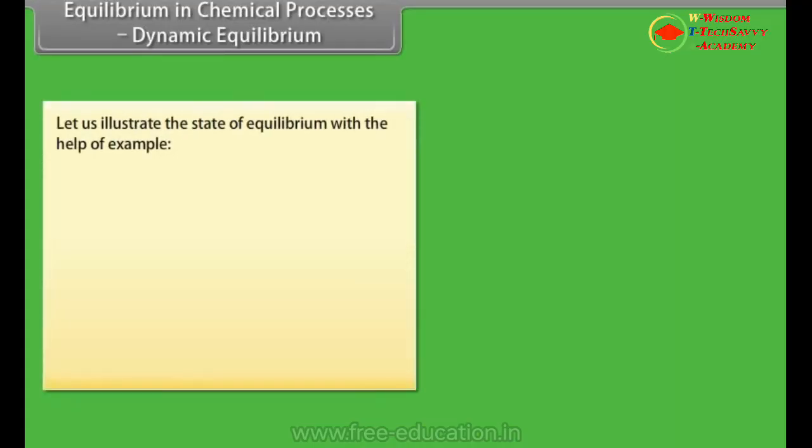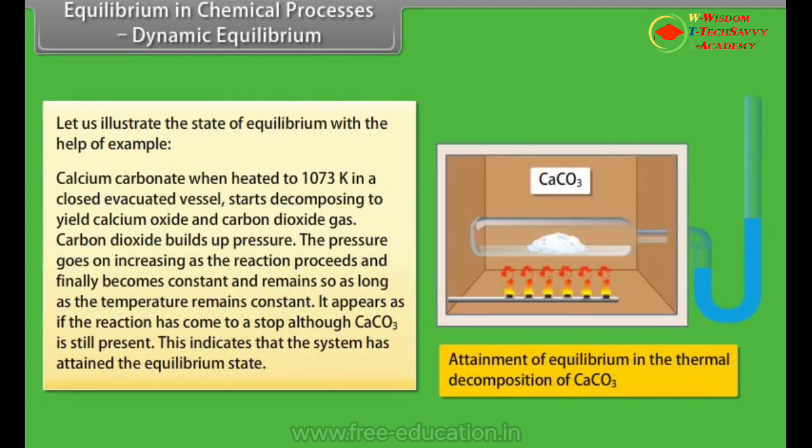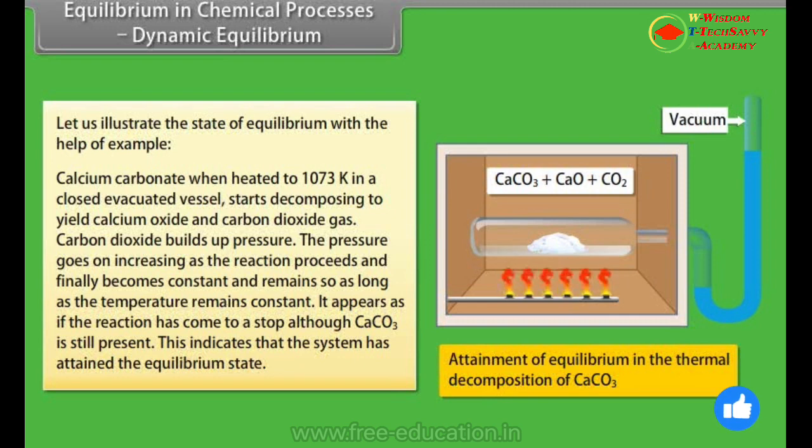Let us illustrate the state of equilibrium with the help of an example. Calcium carbonate, when heated to 1073 Kelvin in a closed evacuated vessel, starts decomposing to yield calcium oxide and carbon dioxide gas. Carbon dioxide builds up pressure. The pressure goes on increasing as the reaction proceeds and finally becomes constant and remains so as long as the temperature remains constant. It appears as if the reaction has come to a stop, although CaCO3, calcium carbonate, is still present. This indicates that this system has attained the equilibrium state.